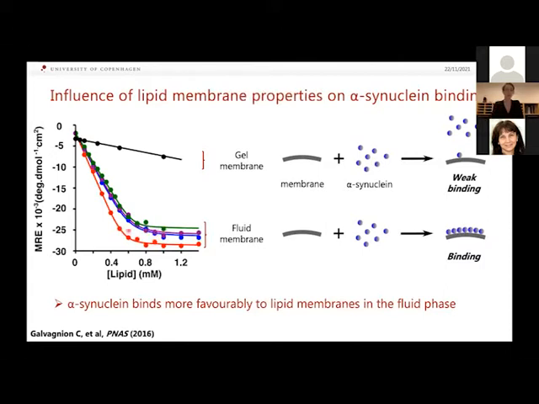So the most important property to have an efficient binding between alpha-synuclein and the membrane is that the membrane needs to be in the fluid phase. If it is in the gel phase, as you can see here, the binding is not so strong. It's actually a very weak binding. So the next step was to incubate alpha-synuclein in the presence of lipid vesicles in the fluid phase, so lipid vesicles that the protein binds to.